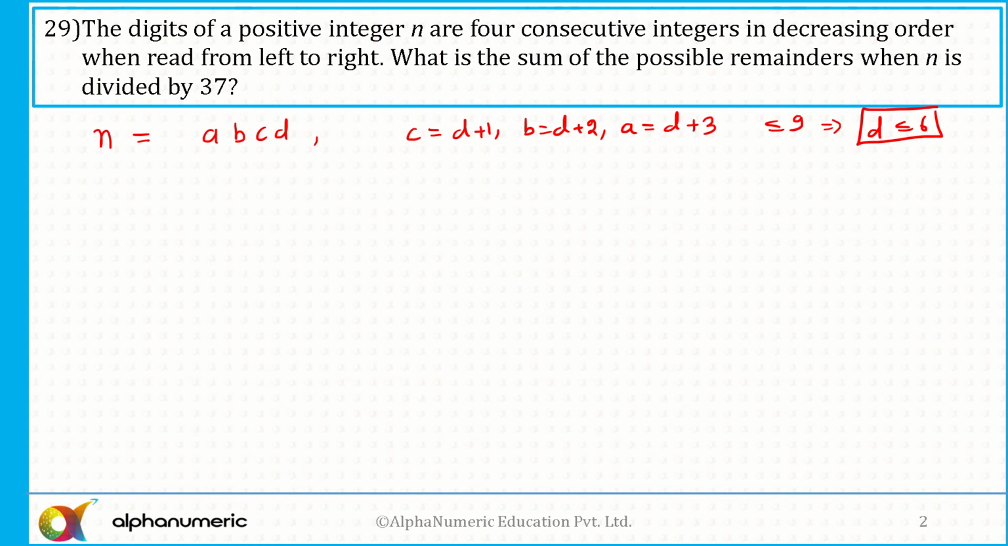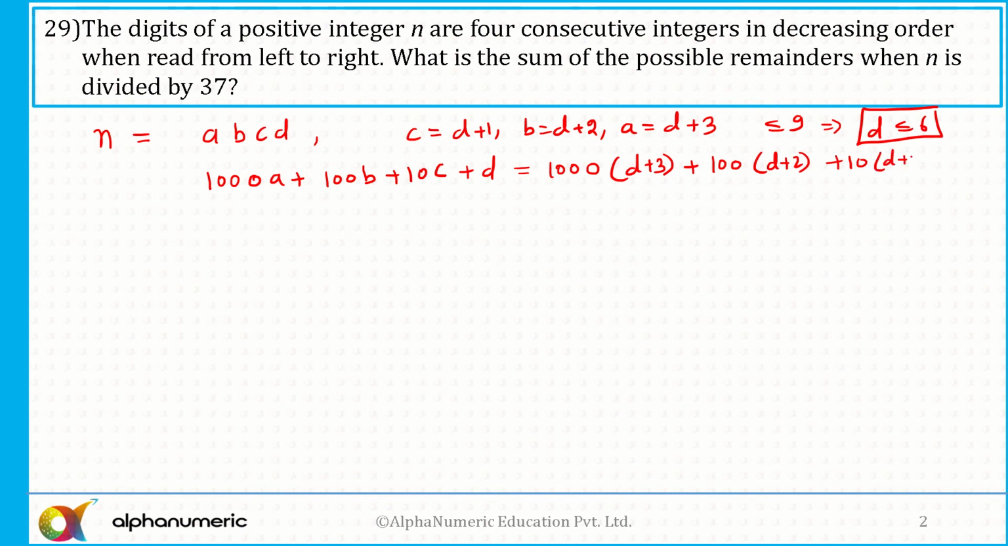You can write down all 7 numbers and find out, or I can straight away say that this 4 digit number can be written as 1000A plus 100B plus 10C plus D. Substituting the values of A, B, C, D, it is 1000 into (D plus 3), plus 100 into (D plus 2), plus 10 into (D plus 1), plus D. If you add all of them, it is 4 times 1, 1, 1, 1, that is 4D, plus 3000 plus 200, so 3200, plus 10 into 1, so that is 3210.